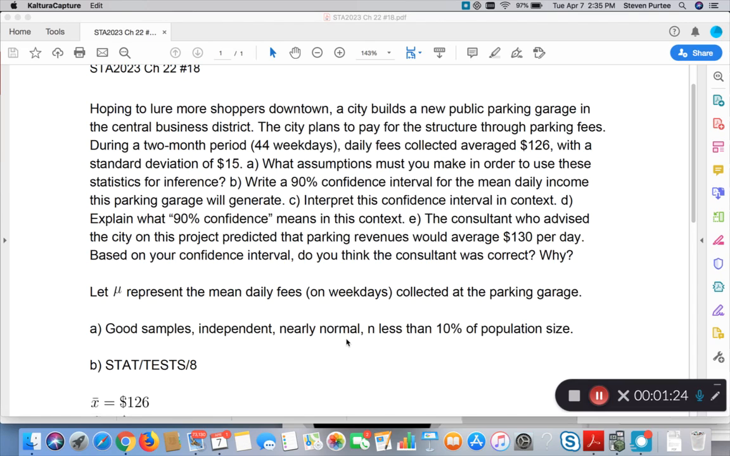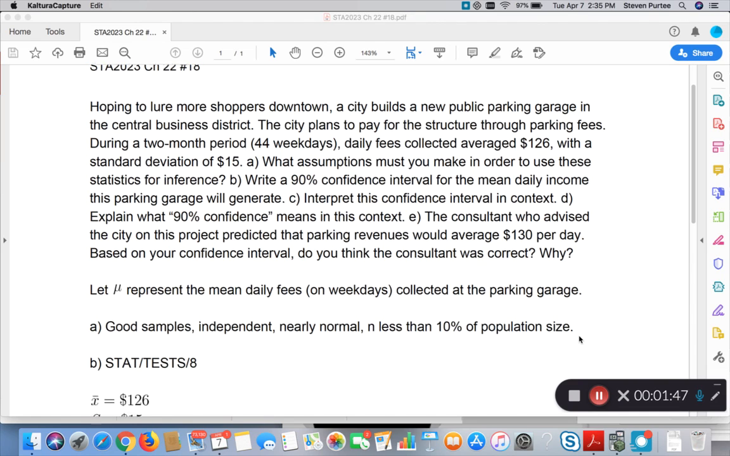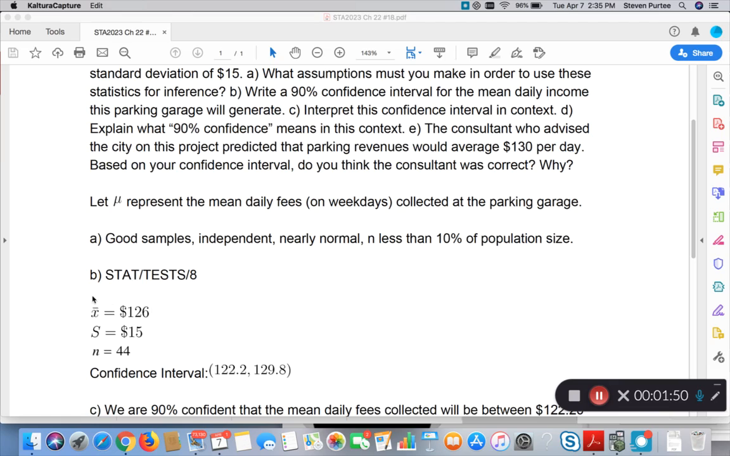It should be roughly symmetric, meaning we expect half the time for the numbers to be high, half to be low, and so forth. As n gets bigger, that becomes less of a concern. Here, our sample size is 44, so we should be okay there. And we need n to be less than 10% of the population size. Okay, we write down our sample statistics. Remember, our goal here is to make predictions about the entire population based on one single sample. Our sample average was $126. Our sample standard deviation was $15, and our sample size was 44.